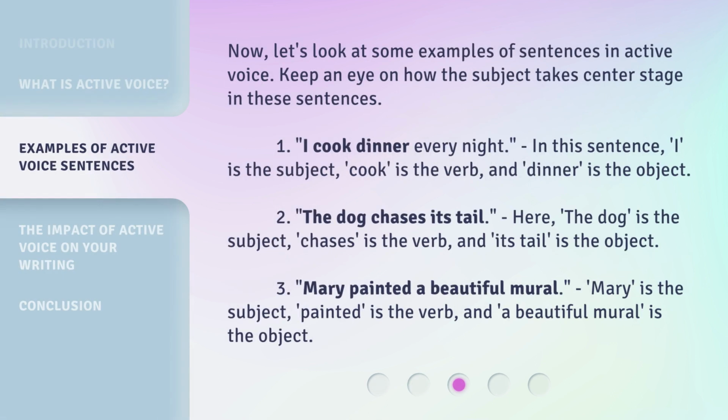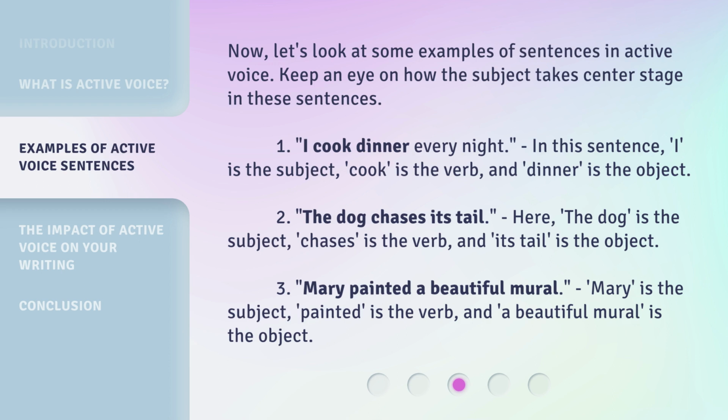Now, let's look at some examples of sentences in active voice. Keep an eye on how the subject takes center stage in these sentences. 1. I cook dinner every night. In this sentence, I is the subject, cook is the verb, and dinner is the object.